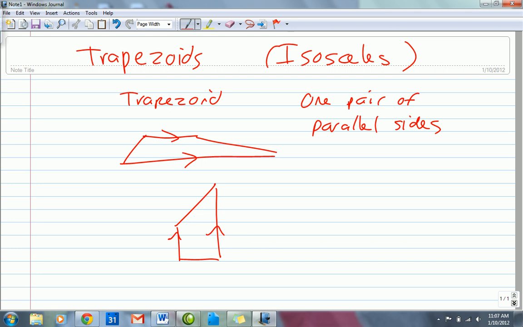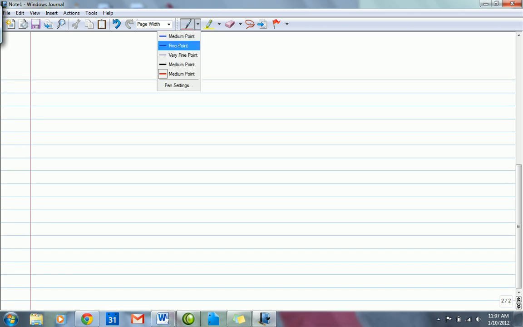These trapezoids, in and of themselves, of course, have parallel lines, so you can get some congruent angles out of the deal, or supplementary angles. But they're not altogether that interesting, so we're going to focus on a certain type of trapezoid, and that's going to be the isosceles trapezoid.